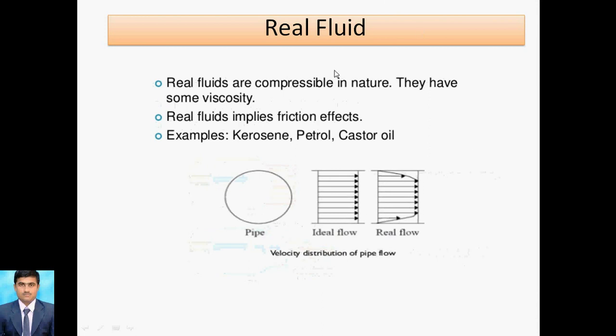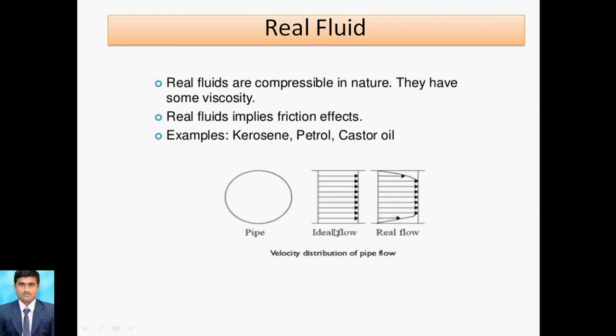So a real fluid is compressible in nature, and it has some viscosity. So always remember that a real fluid has some viscosity. Examples are kerosene, petrol, diesel, water, castor oil. Like that, examples are there.